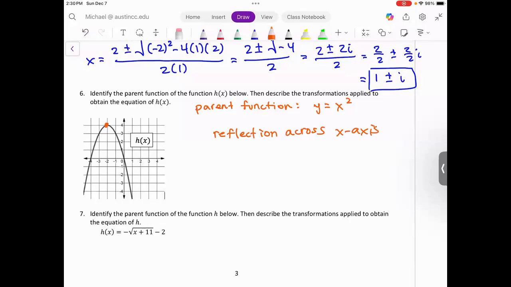And we have our vertex here at -2, +4. So we're going to have some shifts associated with that. We're going to shift left 2, and we'll shift up by 4. And those are all the transformations for this one.